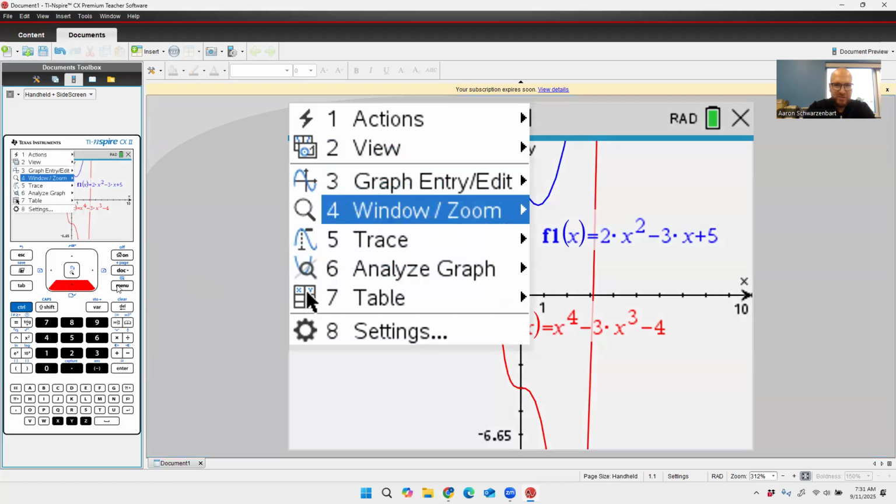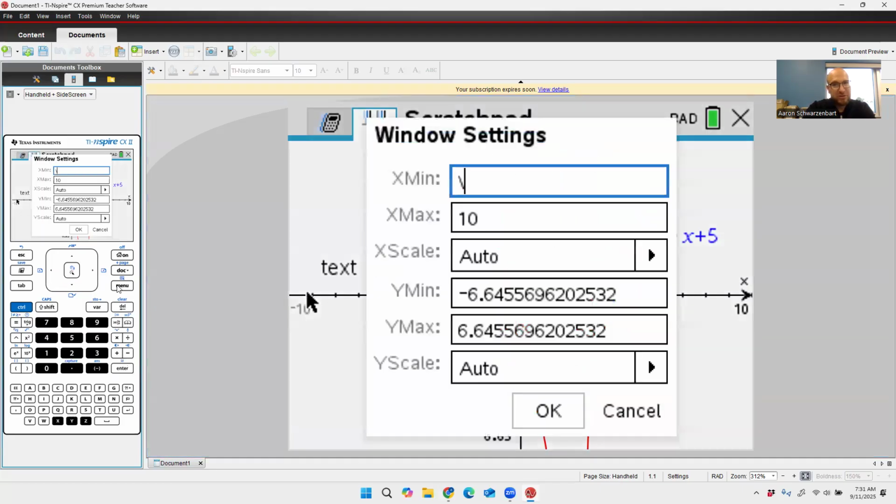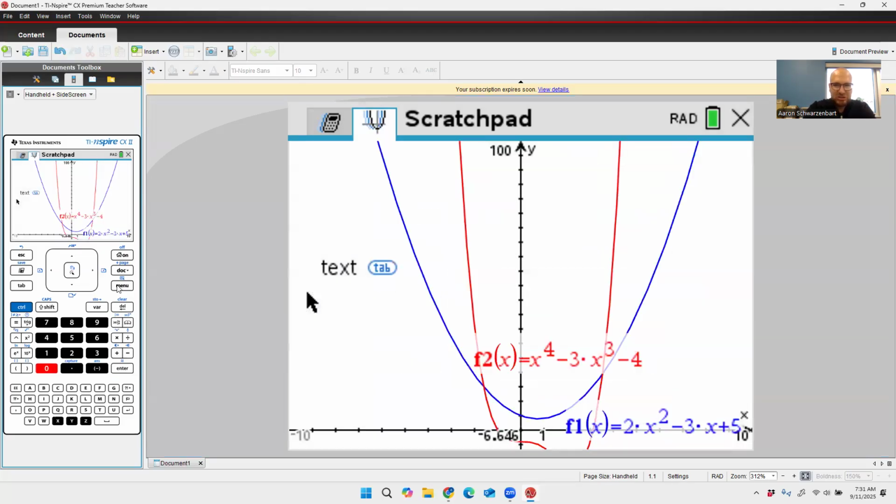So I go menu, window zoom. I'm going to do window settings because I don't think I need to go wider. I think I just need to go bigger. And I accidentally deleted the -10. I don't need lower. Let's go like 100. Okay. And I way overshot what I needed, but I can see the intersection, so it doesn't really matter.